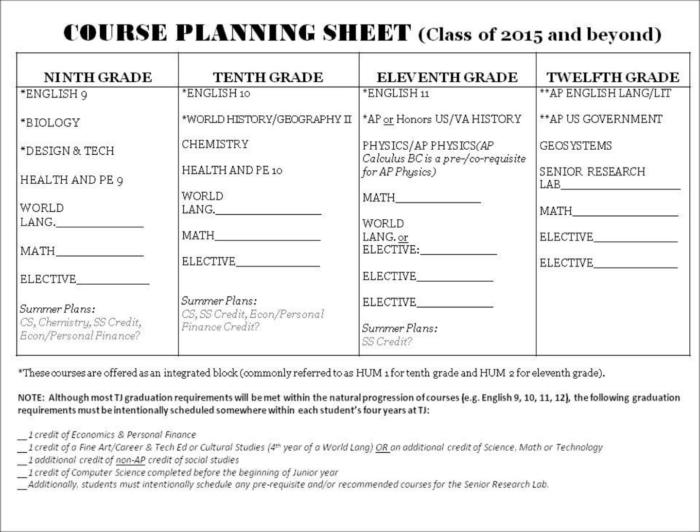Okay, so now that you have gone over the additional requirements at the bottom of the page, let's continue on to 12th grade. When you're in 12th grade at TJ, you will have the choice between taking AP English Language or AP English Literature. We will discuss in much greater length which one is the right course for you when we get to that point. You will also be taking AP US Government and Geosystems, as well as your senior research lab. You will have already completed the prerequisites for this research lab.